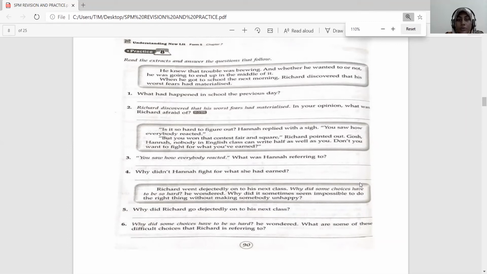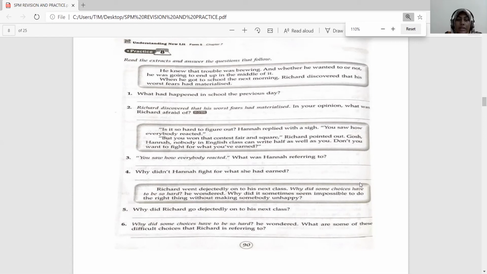Okay, number three. Is it so hard to figure out? Hannah replied with a sigh. You saw how everybody reacted, but you won the contest fair and square, Richard pointed out. Gosh, Hannah, nobody in English class can write half as well as you. Don't you want to fight for what you have earned? So Richard is actually asking Hannah to protest, right? Fight for it. So you saw everybody reacted. What was Hannah referring to? Hannah is referring to the classmates.